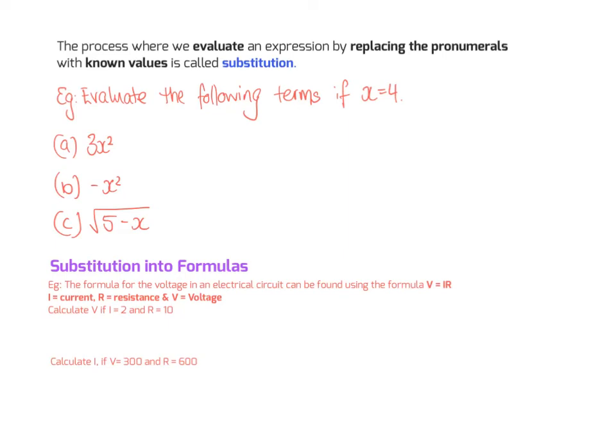Now it says the process where we evaluate. Evaluate just simply means, another word you could say is calculating it, or you're working out the answer. That's all it means. So if you see something, evaluate, that's what that means. So we're working the answer out. Okay, so the process where we evaluate the expression. Now remember, we know the expression means we have numbers and letters together but no equal sign. So we're going to evaluate or work out this expression by replacing the pronumerals. So remember, they're the letters with known values. So they're going to give you what the letters are, okay? And that method is called substitution.